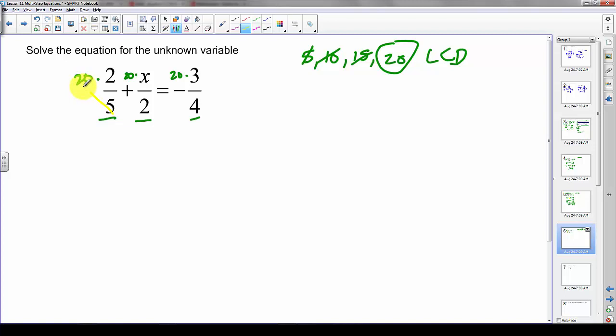So notice what happens. These reduce to a 4. And what's left is 4 times 2. These two reduce to a 10.